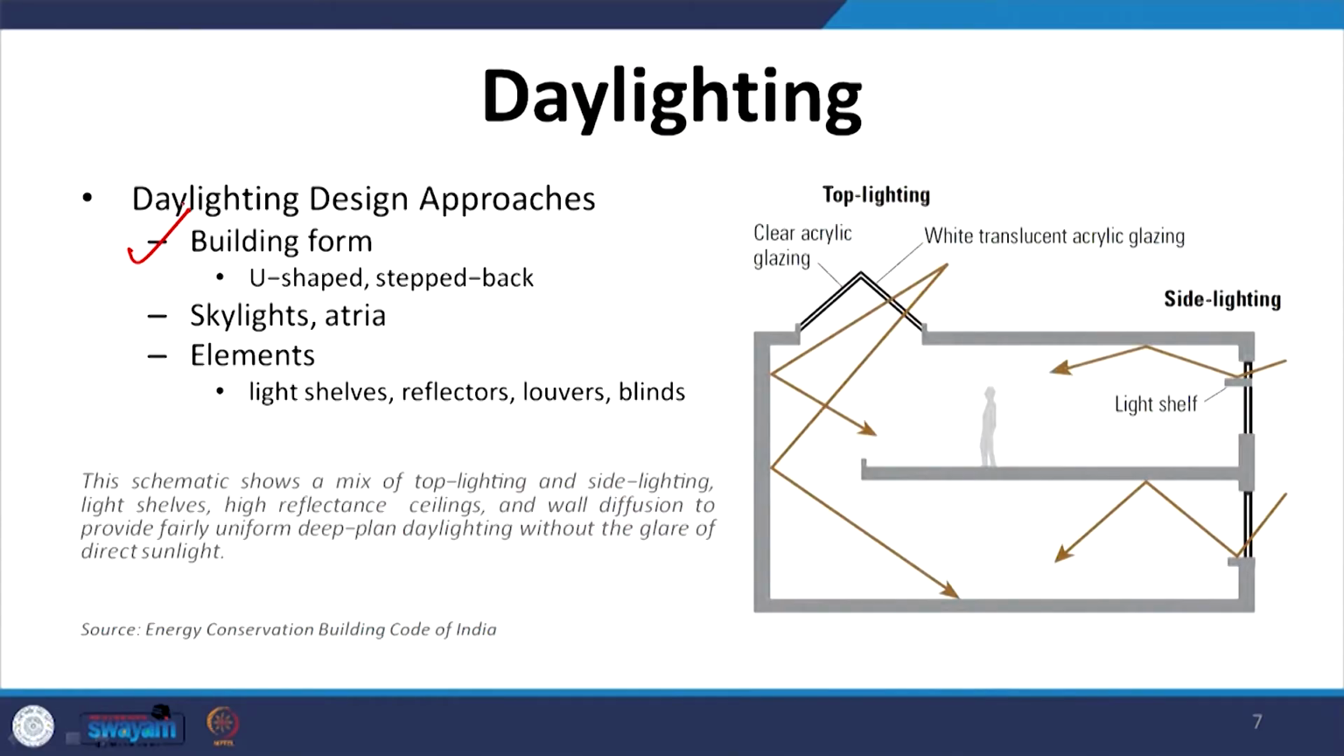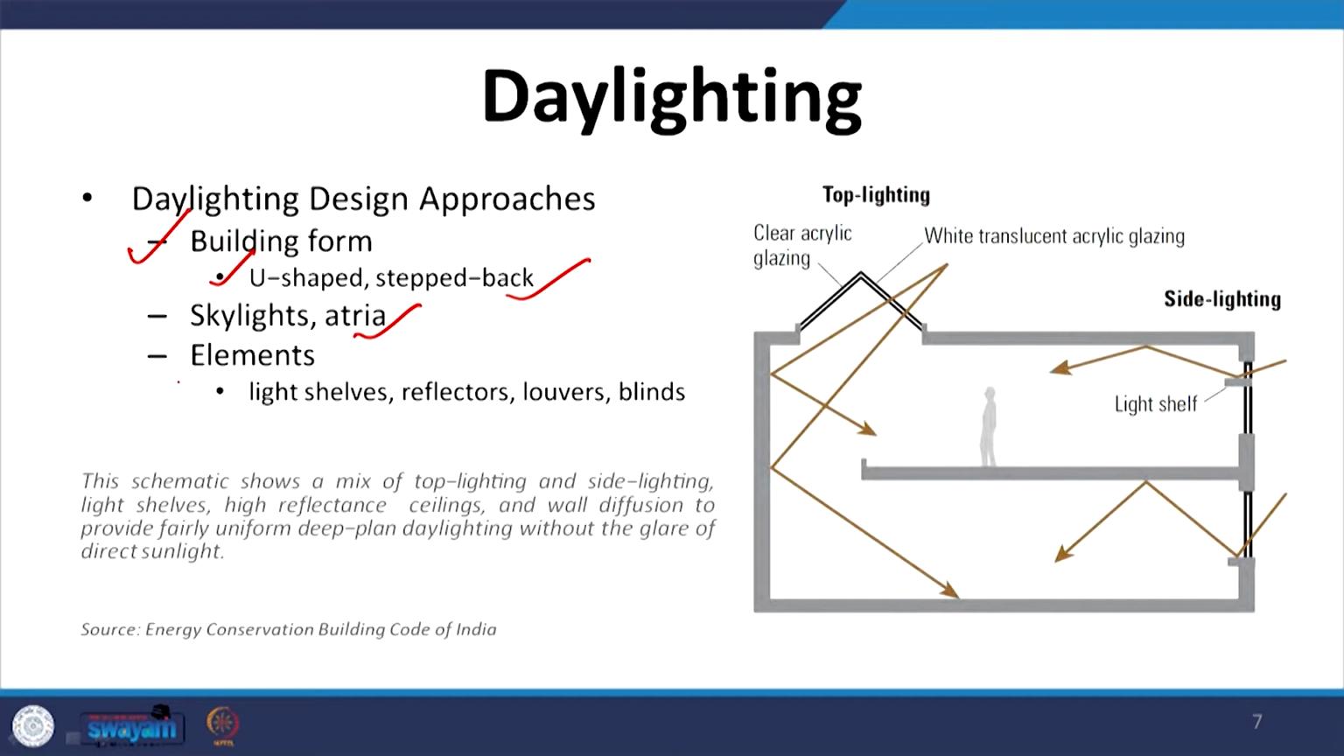So, how can we bring in daylighting? If we look at the architectural design approaches, the passive design approaches, there are several features of architecture which can be incorporated. First of all, the building form itself. Certain building forms encourage bringing in of daylight, for example, U-shaped or stepped back or courtyard for that matter. Wherever we have atriums or courtyards which are open to sky, they bring in a lot of light to the building interiors. So, that is through building form itself.